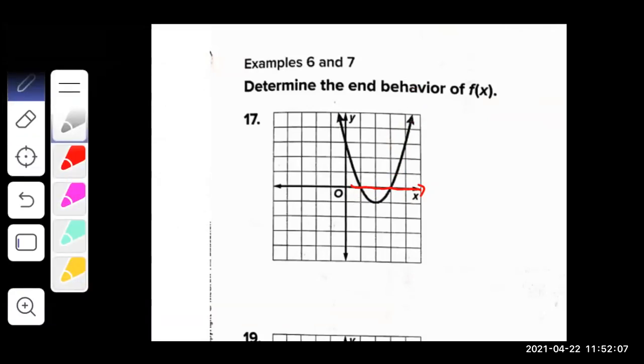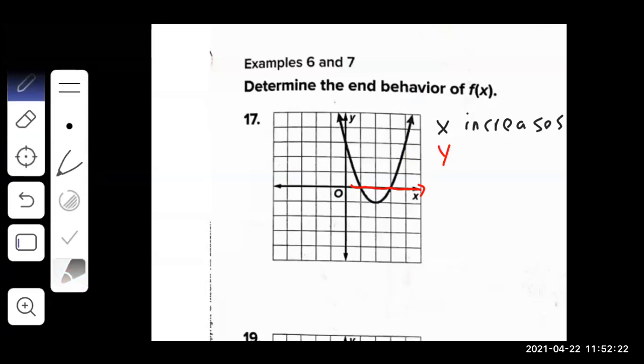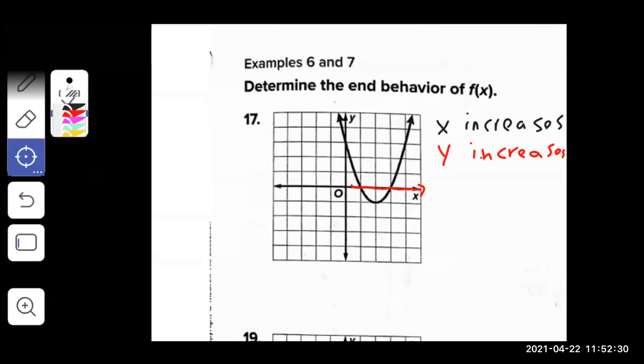You're going to say x increases. When x increases, what happens with y? Y increases as well. Okay, y increases. When x goes to the right, y increases. Okay, what happens if you go to the left?